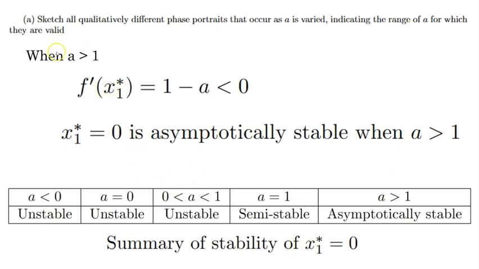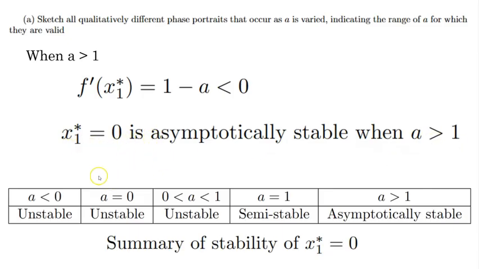How about for when a is greater than 1? Well, for f prime of x1 equals 1 minus a, it's less than 0. We finally have an answer that is asymptotically stable, and that's when a is greater than 1 for x1 equals 0.